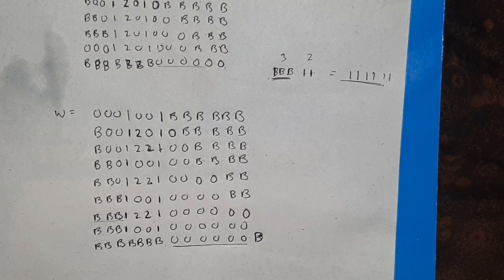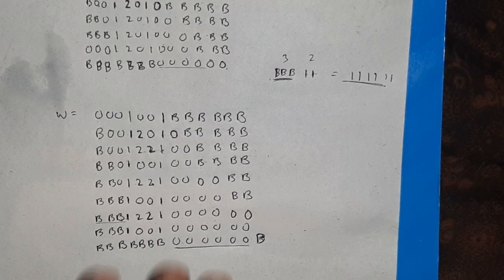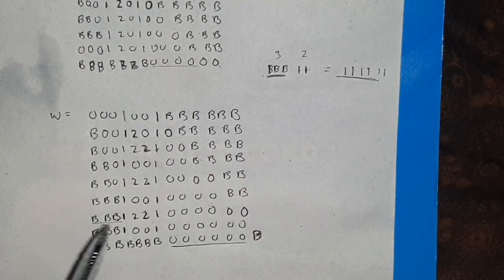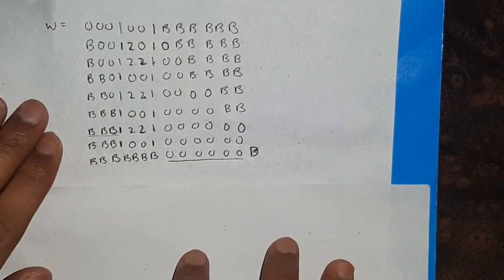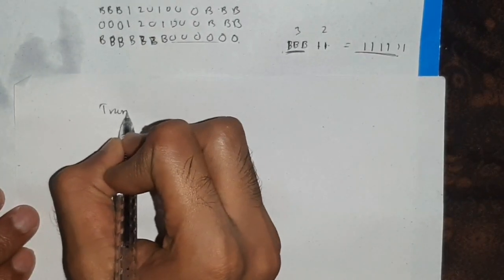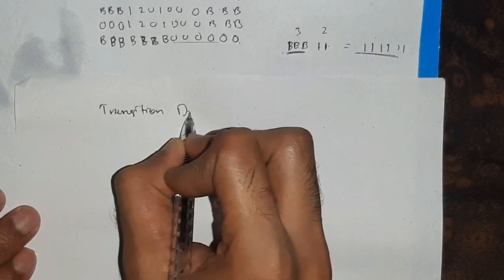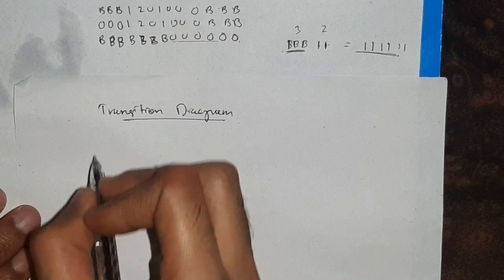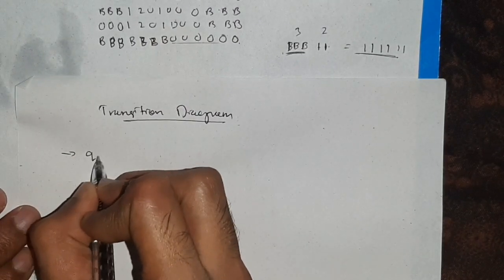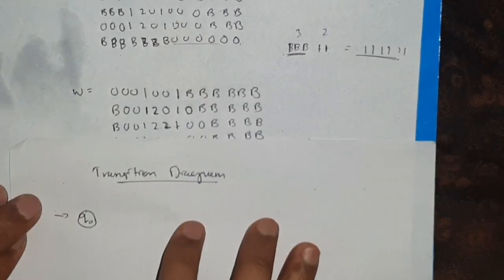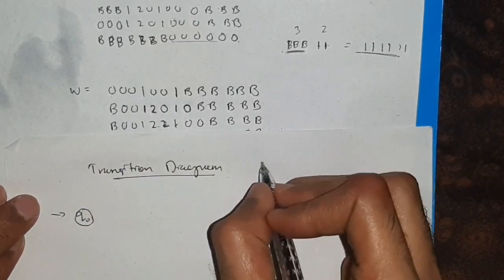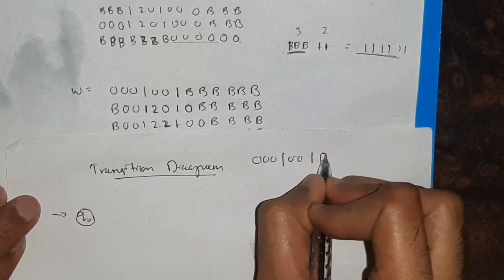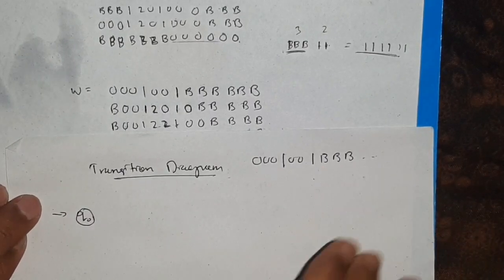So let's make the transition diagram. Let's keep this as a reference, and by looking at this we'll make the transition diagram. Let it be here, and we'll refer to it when we need. Firstly, let's start from here. The first state is q naught, and this is our string 000. Let's write it here, and the number of blank spaces here.